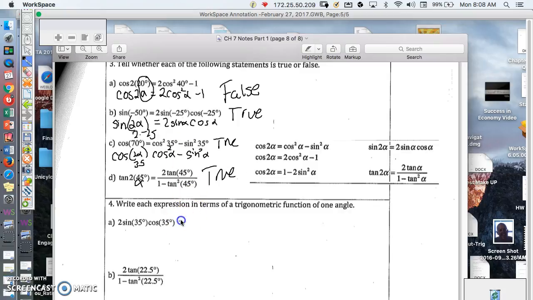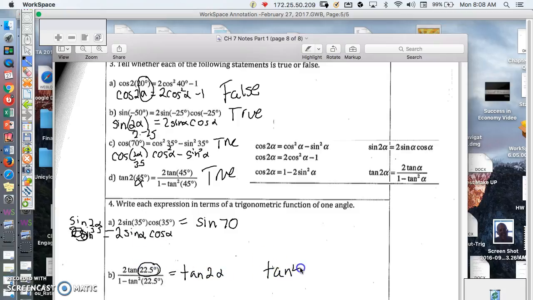So write the expressions as one angle. Well, this was 2 sine alpha cosine of alpha. So we know that this one must be the sine of 2 alpha. Well, alpha is 35, so 2 times 35 is 70. And then this one, we know this is the tangent of 2 alpha. Well, this is our alpha, so this has to be the tangent of 45.